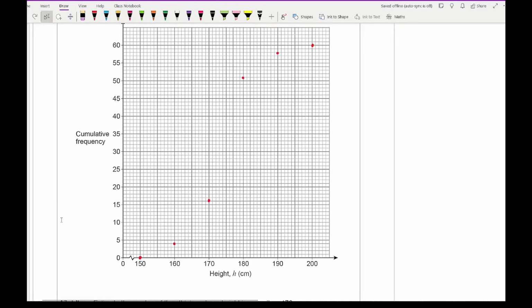So all I've done here is plotted the cumulative frequency values over the bounds, and then what you then want to do is join those points up as best you can with a smooth curve. And if you do struggle with this, then you can use a ruler to help guide you, but try and join them up with a curve rather than straight lines.